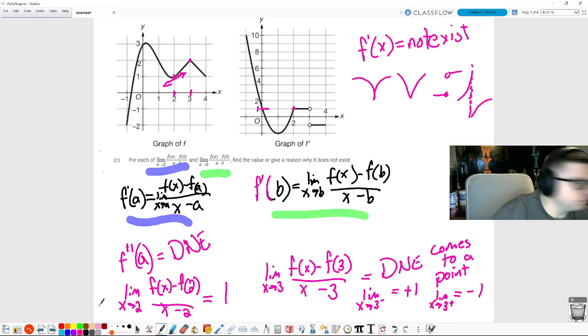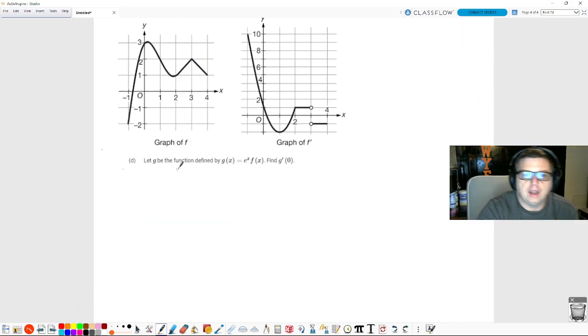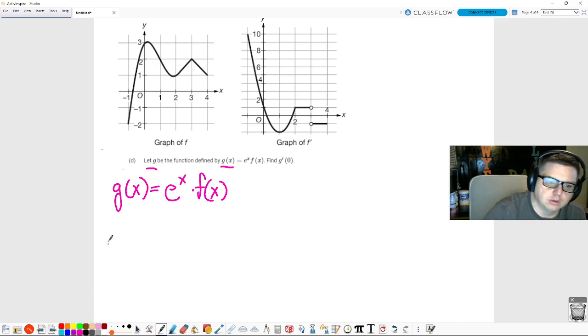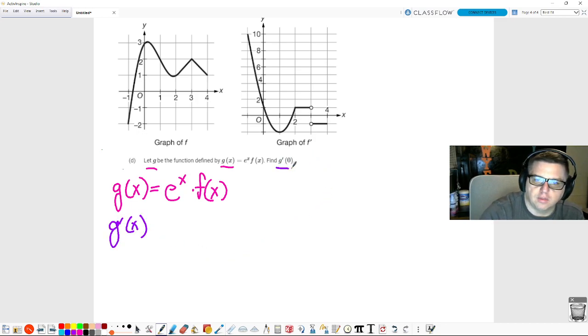All right. Last one. We're bringing in a whole other function. So let g now be the function defined by g of x. So now we have a g of x function. And g of x, they're saying, is e to the x times f of x. And of course, they want us to take the derivative of x and then plug in 0 when we're all done.